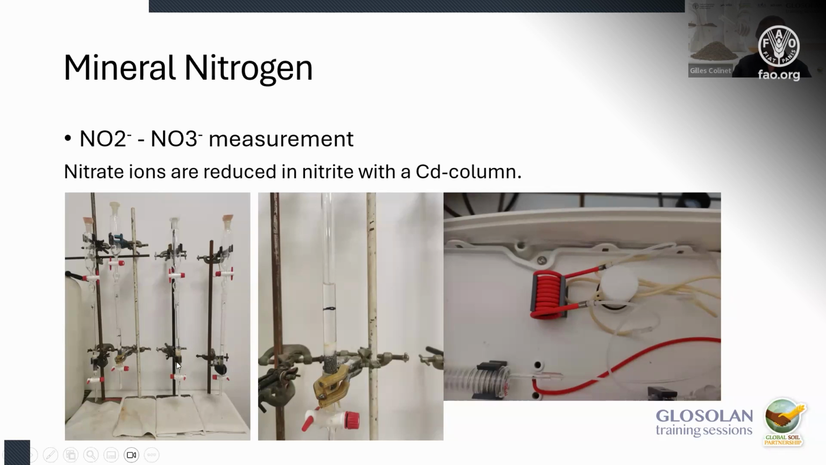So at the beginning it was okay. Then we faced some problems. We always had to regenerate the cadmium, and when we made our proficiency testing, we had some bad results, and so we decided to change. And now we have an automatic analyzer, and this is one of the possible reducing devices that you can find. So that's the one we used.